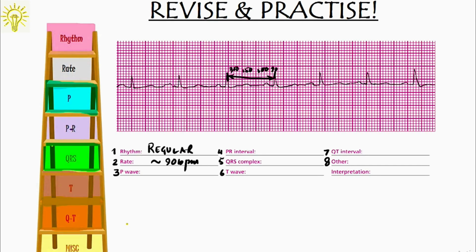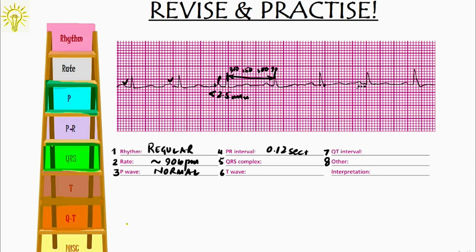The P wave seems normal, less than 2.5 millimeters and round. Its configurations are fine. There are no differences in shape. So the P wave is normal. The PR interval from the start of P to the start of Q has 3 to 4 small boxes. So that makes it around more than 0.12 seconds, which is normal.